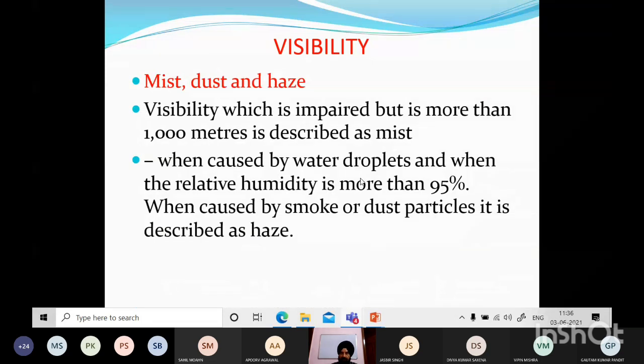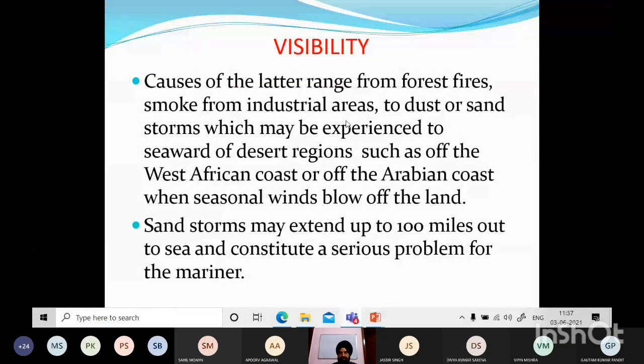Now visibility which is impaired but is more than 1000 meters is described as mist, when caused by water droplets and when the relative humidity is more than 95%. When caused by smoke or dust particles, it is described as haze. Very common term we write hazy, horizon is very hazy, isn't it? So ये जो haziness और ये जो mist है, the causes of this range from forest fires, smoke from industrial areas, or dust or sandstorm which may be experienced to seaward of desert regions such as the West African coast or the Arabian coast when seasonal winds blow off the land.